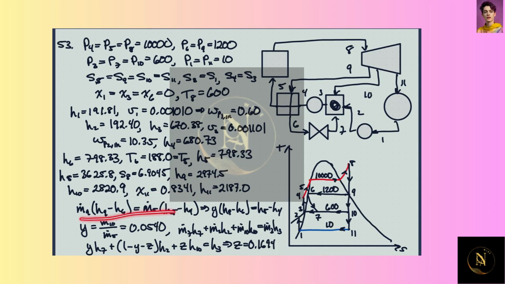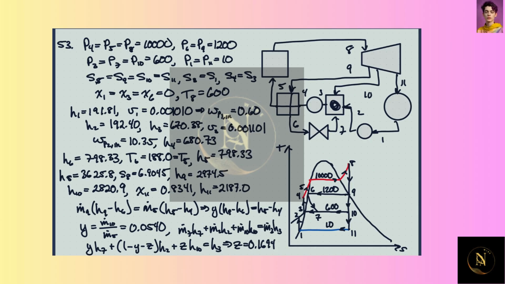And so if we look at this, let's see here, 8, 9, and 6. So this is the closed feedwater heater, mass energy balance, and then we've also used the mass balance going through there. Defining y as m dot 10 over m dot 5, we get an equation for y here, and then we get y is about 5.4%. So we're taking about 5.4% off of, wait a minute.